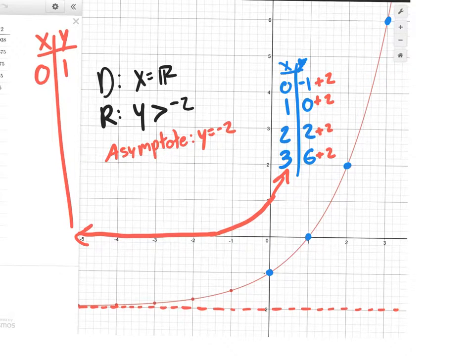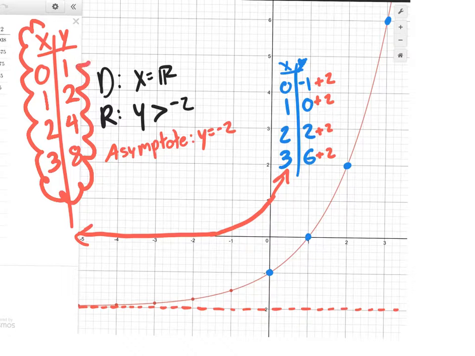Why? Because negative 1 plus 2 is 1. Now let's plug in 1, and I would have an output of 2. Then 2, what's the output? 4. And then 3, and the output? 8. So this is not the XY table of the actual graph.